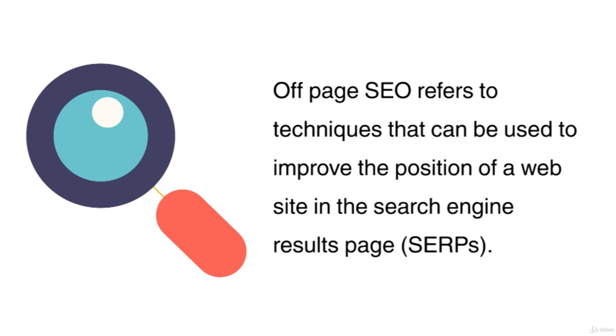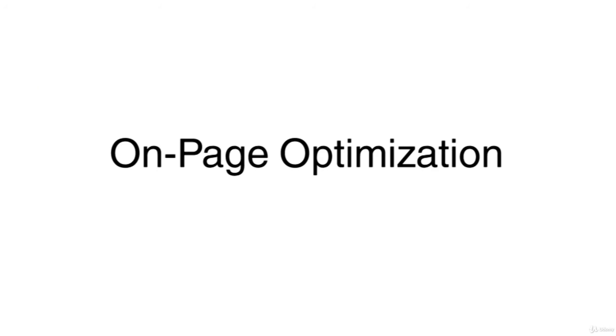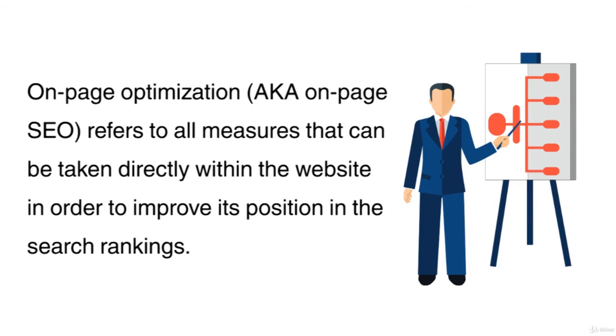Off-page SEO refers to techniques that can be used to improve the position of a website in the search engine results page. On-page optimization, also known as on-page SEO, refers to all measurements that can be taken directly within the website in order to improve its position in the search rankings.